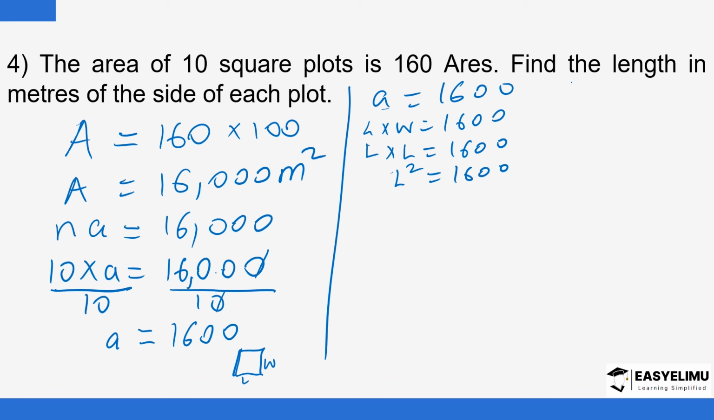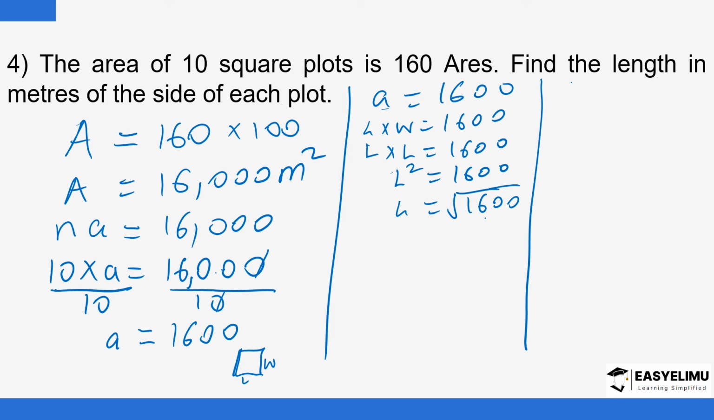Now, for me to find the value of L here, I'll have to do the square root of 1600. Remember now we talked about square roots of numbers by the process of prime factorization. You can still use the tables to help you find the square root of 1600, but you can still use prime factorization to help you find that. So let me try and use prime factorization. We have also done that. You can check and see how that is done.